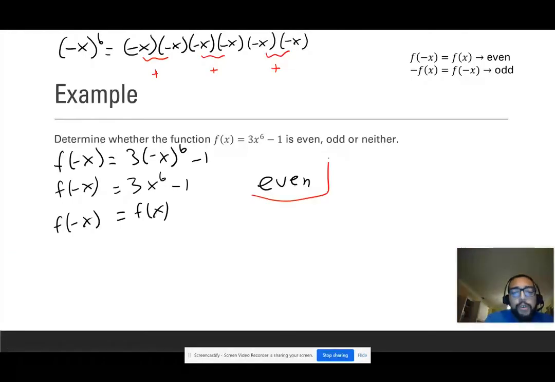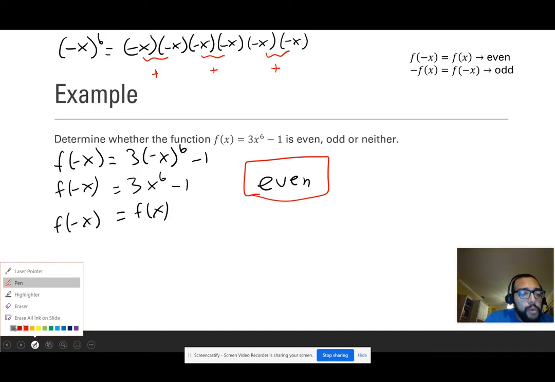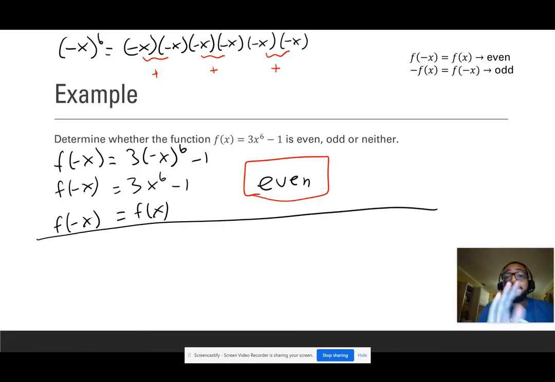Now, for the sake of example, I'm going to show you why it's not odd. You can just stop there and say, hey, you're done, because you can clearly see that it's an even function by plugging in a negative x and getting f of x in the end. I'll go ahead and show you why it's not odd as well.